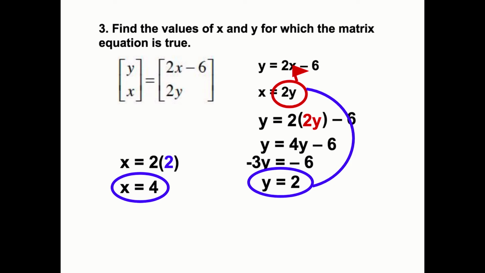This is solved by system of equations, but it's not an actual system. So you don't have to write it as (4, 2) as a point. But if you do, I won't mark it wrong. You can leave it separate as x is 4, y is 2.